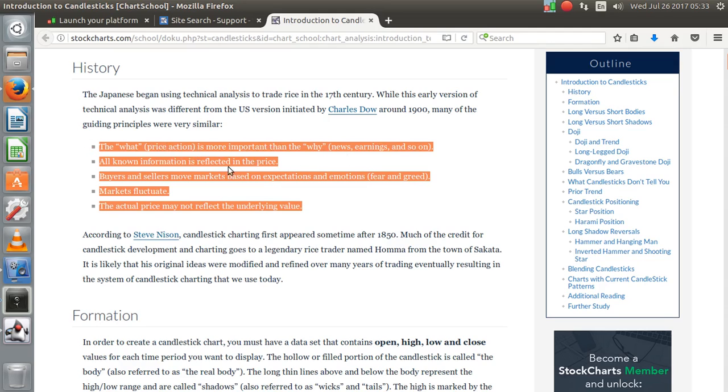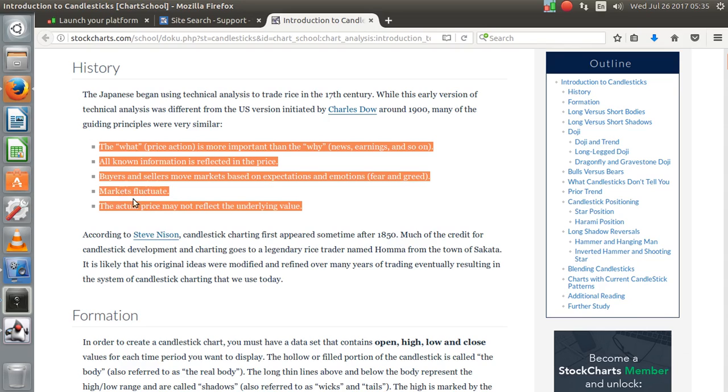All known information is reflected in the price. As we discussed earlier, the price is a consensus. Every time a trade happens within a day, the price is a consensus between a buyer and a seller. So that is, shall we call it, the intrinsic value of the underlying asset. Whether it's overvalued or undervalued, it really doesn't matter fundamentally, because that is what people believe in. Buyers and sellers move markets based on expectations and emotions, fear and greed, as usual. Markets fluctuate. Yes, they move in trends. They don't move in a straight line. We've learned that after failing from college. We know what we've learned in college doesn't reflect in the markets. I've said that again and again.